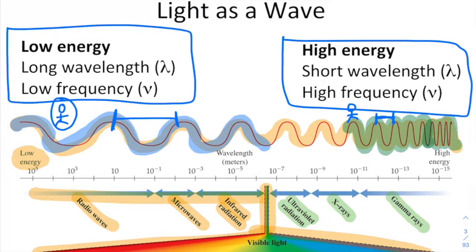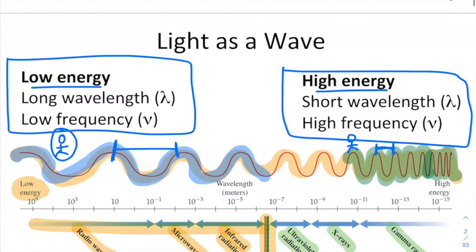So again, we have the high energy, which will have a short wavelength and a high frequency, and the low energy with the long wavelength and the low frequency. Sometimes students find it helpful to remember it just in terms of low energy means high or long wavelength, and low frequency. So low energy goes to low frequency and a high or a long wavelength.